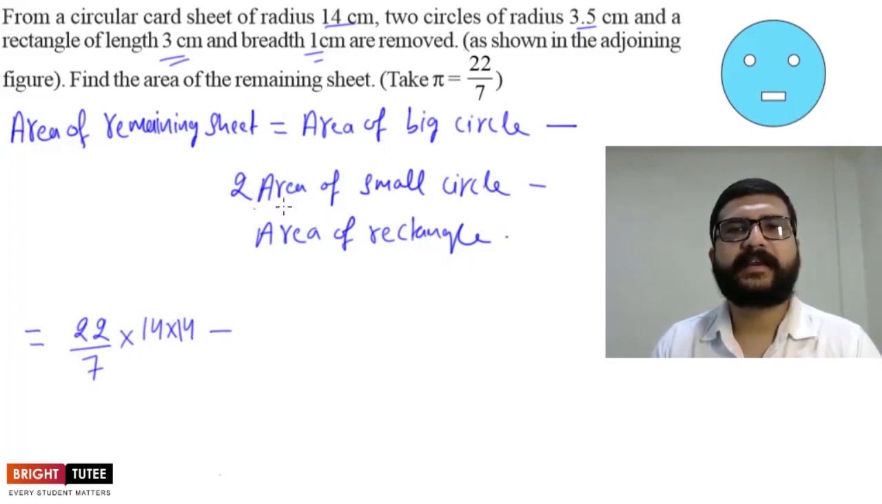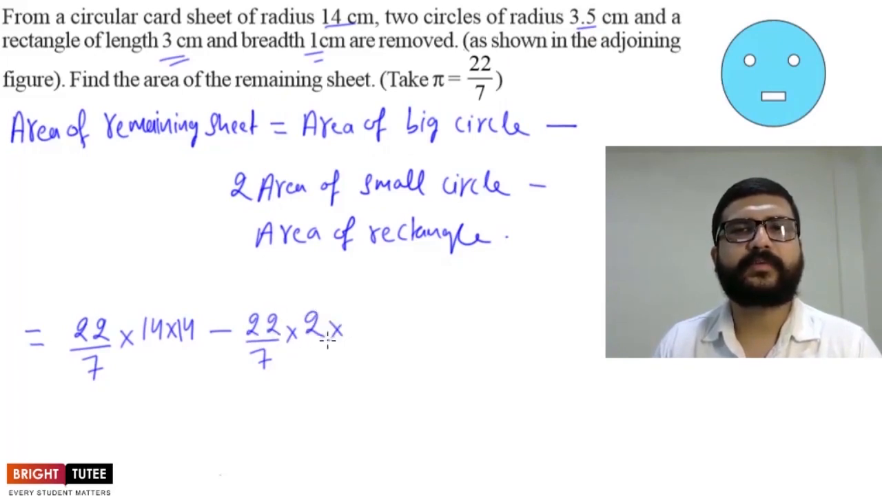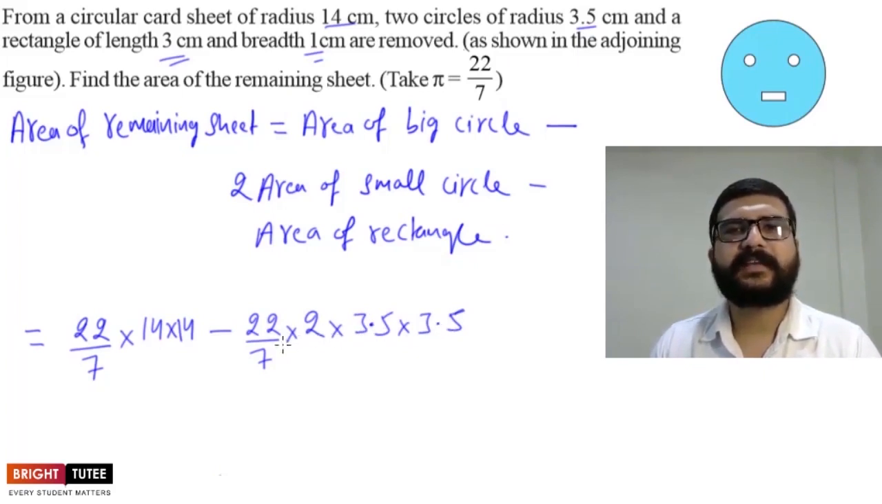Now minus 2 times the area of the small circle, and the radius of the small circle is 3.5 centimeters. So it will be 22 upon 7 into 2, because we have to find 2 times of it, into r square. R square will be 3.5 into 3.5, because here the radius of the smaller circle is 3.5 centimeters. So therefore 2 times the area of the small circle is 22 upon 7 into 2 into 3.5 into 3.5.